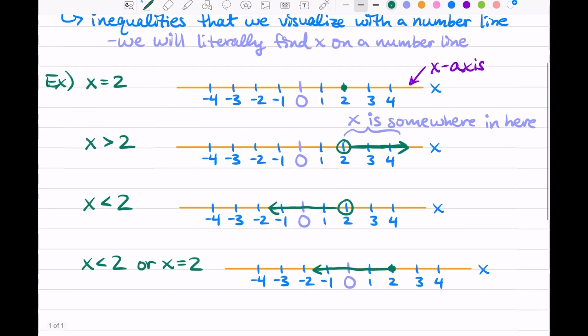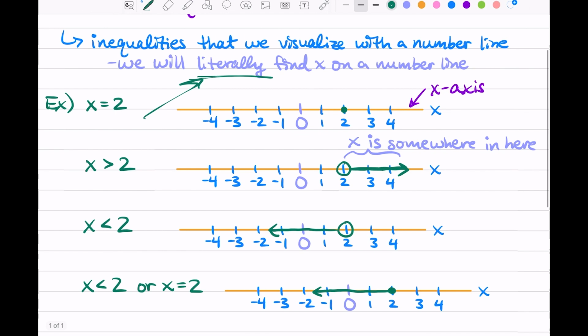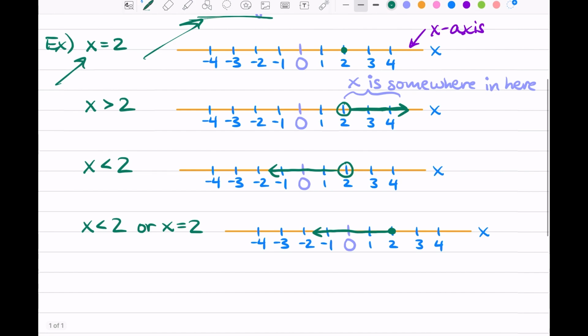So again, we're literally, as I mentioned up here, finding x on the number line. When we have x equals 2, that is an equation, an equality, and so we can just mark it with one dot. We know exactly where x is. But with an inequality, it's kind of like an area. We know that x is somewhere in a region.